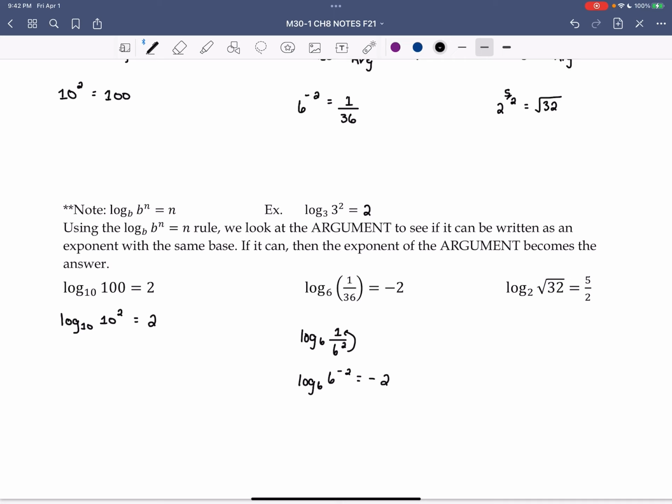Last one, log base 2 of square root of 32 equals 5 over 2. We can rewrite this log as log base 2 of the square root of 2 to the power of 5, which is 32. Then we can rewrite this as log base 2 of 2 to the power of 5 over 2. Remember, a square root is equivalent to 1 over 2 as an exponent. And then by the log base b of b to the power of n rule, this log is equal to this exponent 5 over 2.